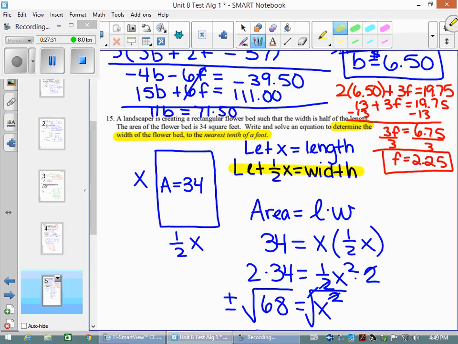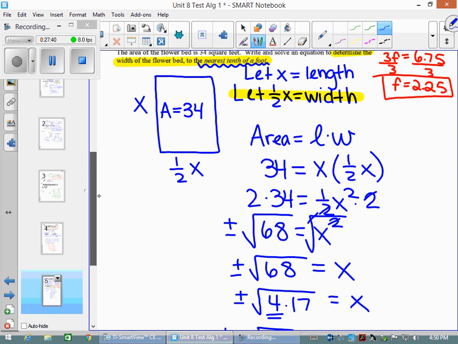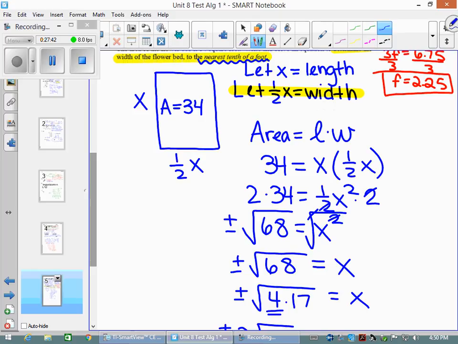So for those of us that didn't simplify the radical, it's actually okay. Even though we ended up with this, if we had left it like this, we would have still been able to get the answer. Now, x is not what I need. I actually need 1/2 x. So my width is 1/2 of this square root of 68.